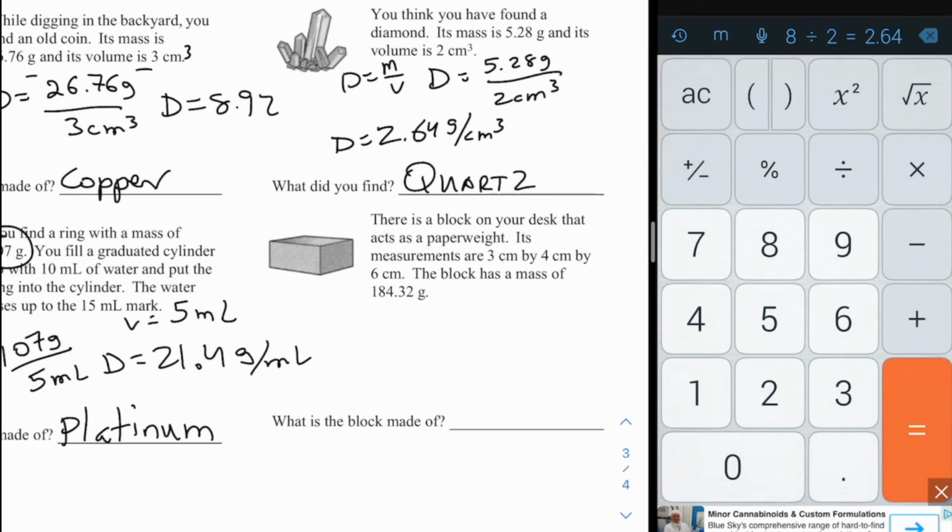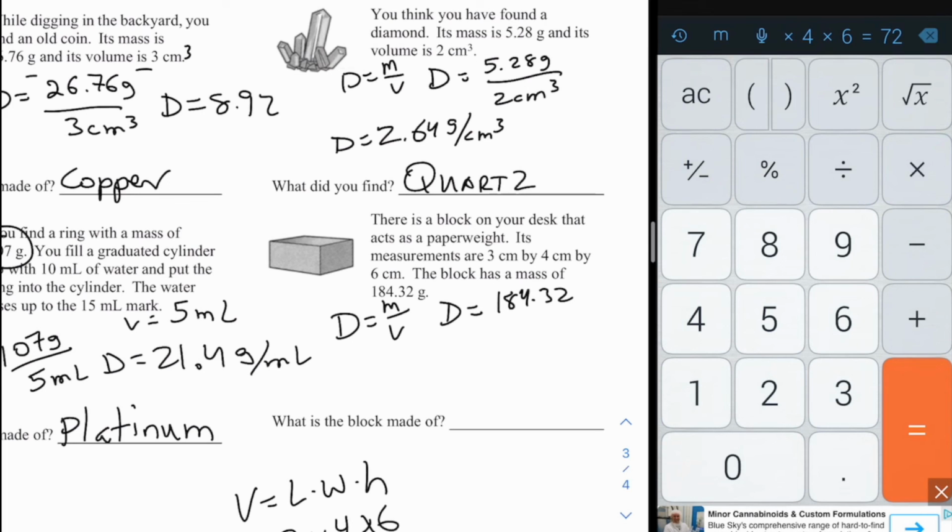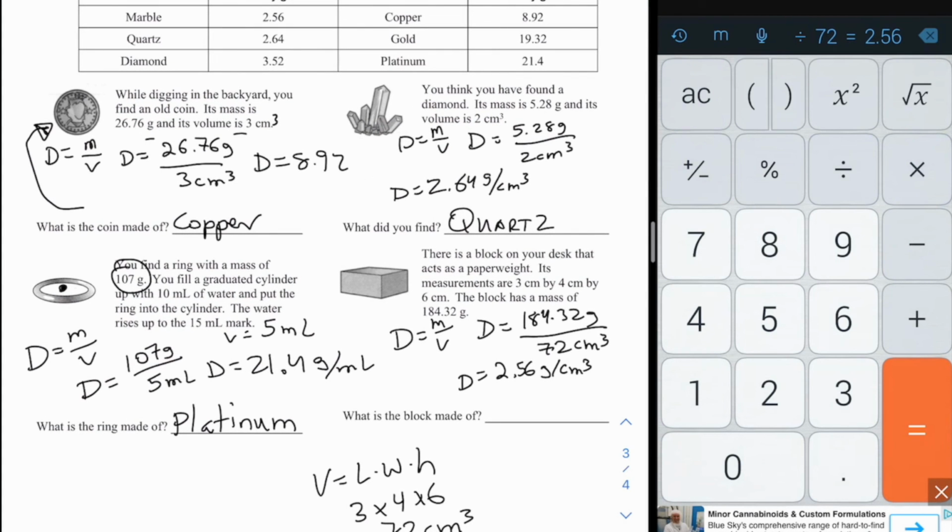All right, the block is on your desk. The measurements are this. So again, we have to find the volume of this one. It's showing us the measurements. Length times width times height. 3 by 4 by 6. So 3 times 4 times 6 equals 72 centimeters cubed. Okay, so now we have that mass divided by volume. The mass it's showing right there equals 184.32 grams divided by 72 centimeters cubed. 184.32 divided by 72 equals, density equals 2.56 grams per centimeter cubed. So which one is that? 2.56 is going to be marble.